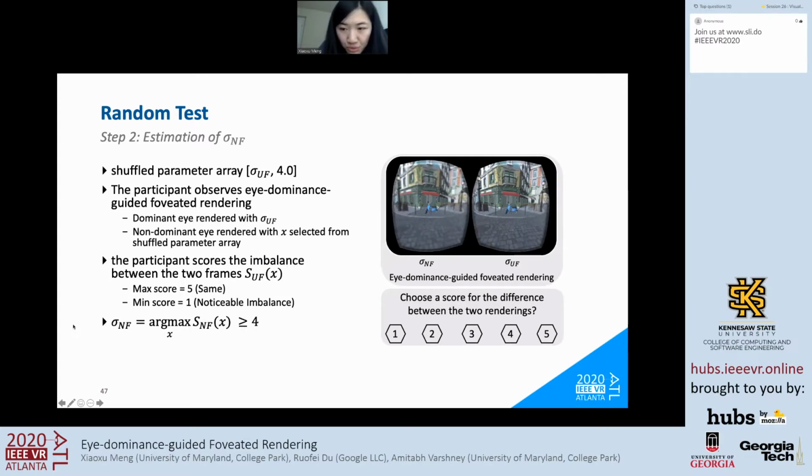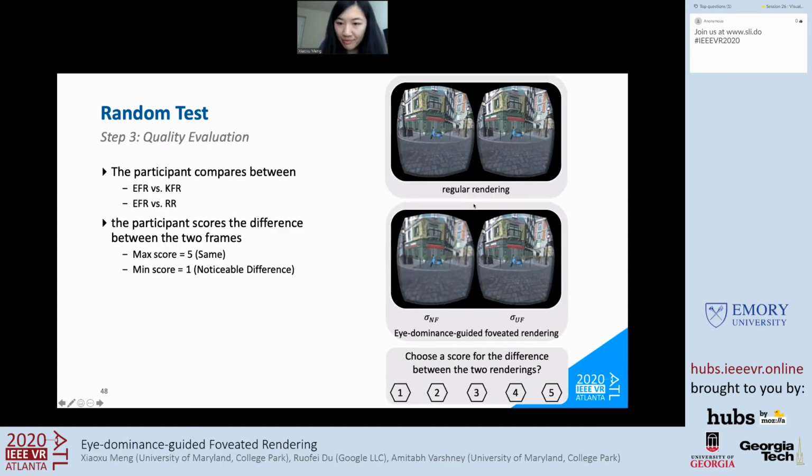And in step 2, we estimate sigma NF. We render the frame with sigma UF for the dominant eye, and we render the frame with a randomly selected parameter for the non-dominant eye, and the user will score the imbalance between the dominant eye and the non-dominant eye. And the quality evaluation is the same as the quality evaluation step in the slider test.